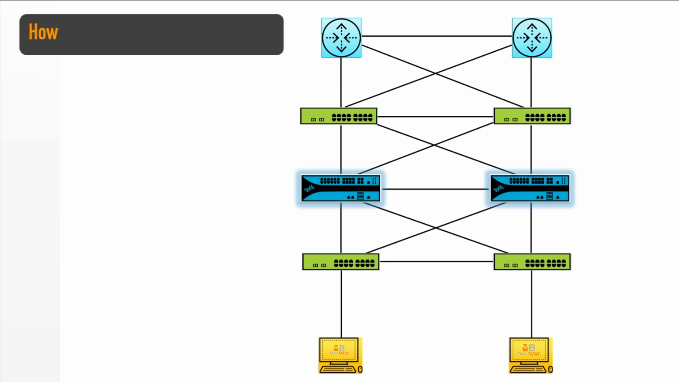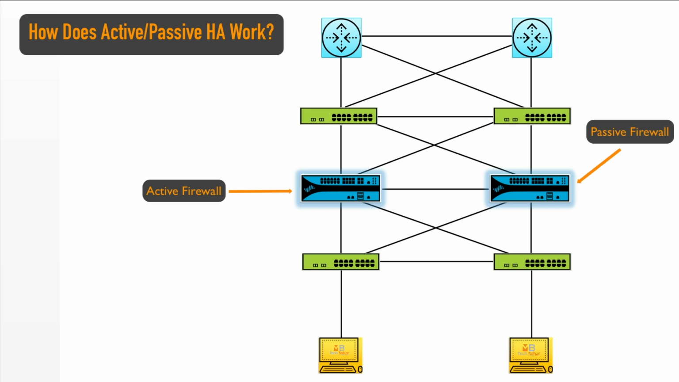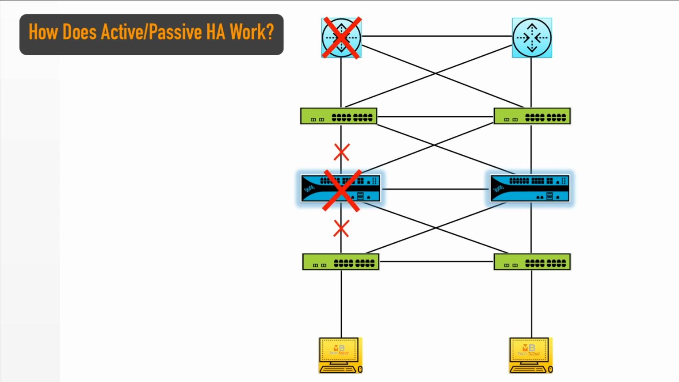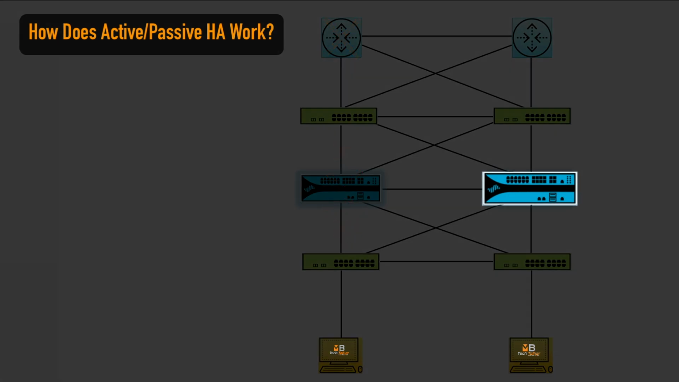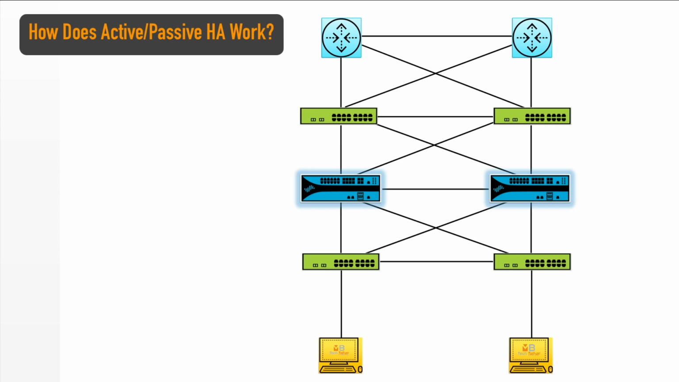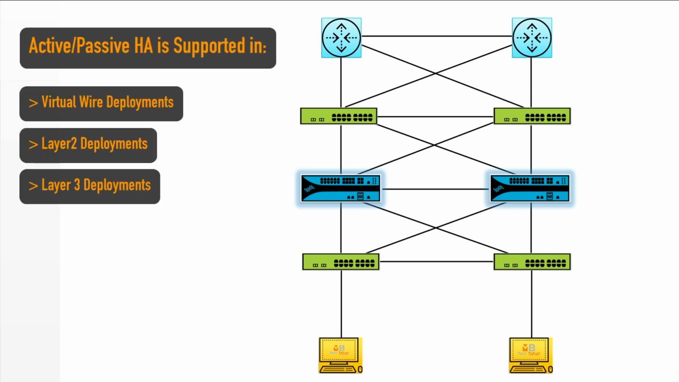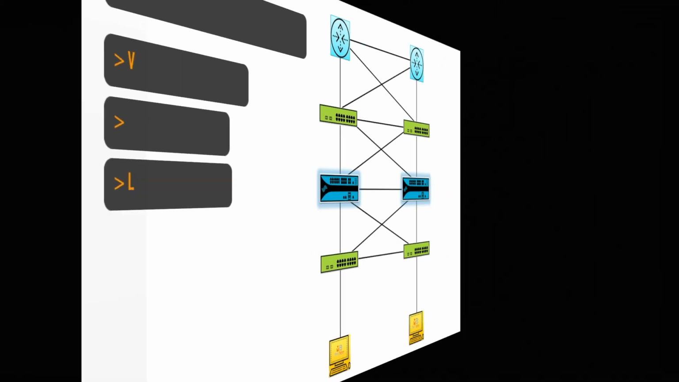So how does active passive HA actually work? Well, one of the Palo Alto firewalls actively manages the traffic, while the passive device is ready to move into the active state in the event of a failure. Both active and passive firewalls share the same configuration settings, and if a path, link, system or network failure occurs, the passive firewall transitions into the active state, seamlessly taking over the active role and enforces the identical policy to ensure network security. Active passive HA is supported in virtual wire, layer 2 and layer 3 deployments.